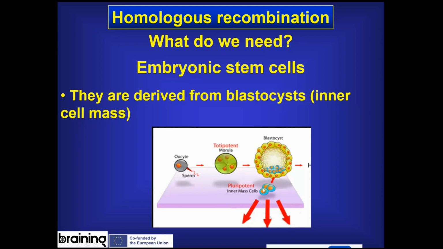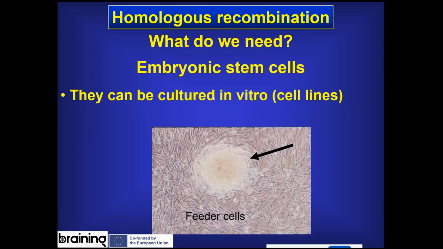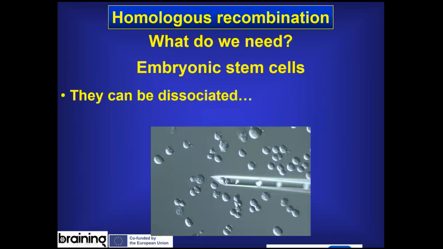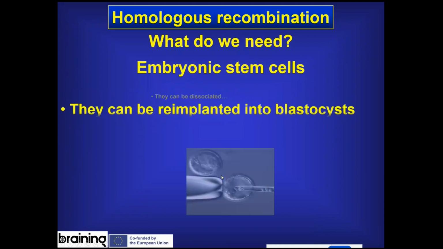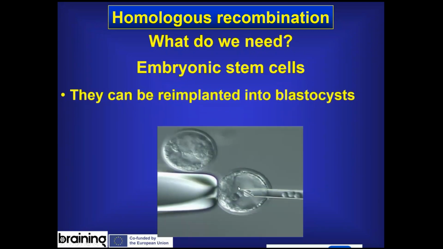What we can do with these embryonic stem cells, at least from mouse, which is allowed, is that they can be cultured in vitro. In fact, what you do is take a feeder cell layer. These are fibroblasts that have been killed by gamma radiation, and they can provide the substrate and the nutrients for embryonic stem cells to grow, and they grow in clumps. As you see, they grow as an inner cell mass. But this inner cell mass can be dissociated, and it can be implanted in another blastocyst.